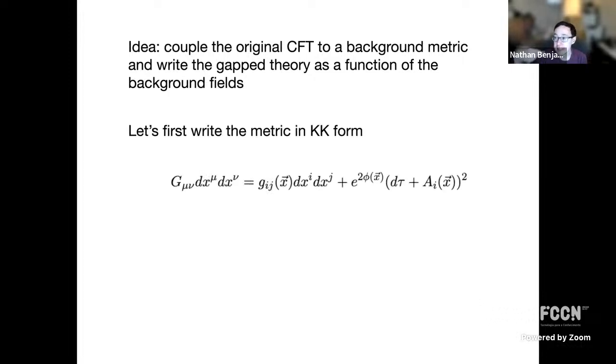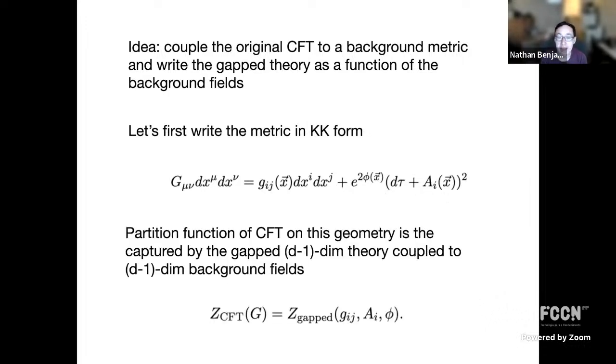So first, because this is a circle fibration, we can always write the metric in Kaluza-Klein form. So this is the metric in Kaluza-Klein form as a function of a d-1 dimensional metric, a dilaton, and a d-1 dimensional gauge field. And the partition function of the conformal field theory on this geometry is just captured by the gapped d-1 dimensional theory coupled to these d-1 dimensional background fields. So the CFT as a function of this metric G, this is a background field. It's just the gapped theory as a function of the Kaluza-Klein reduction.